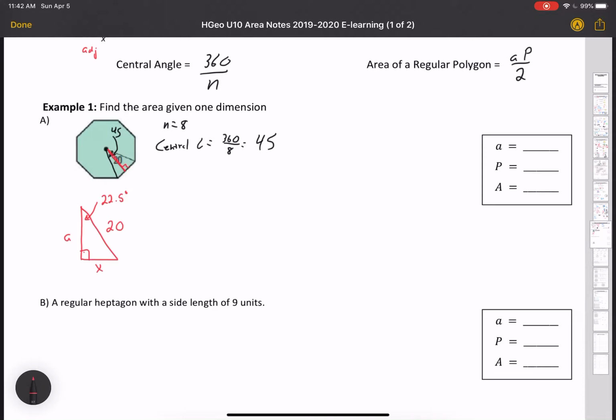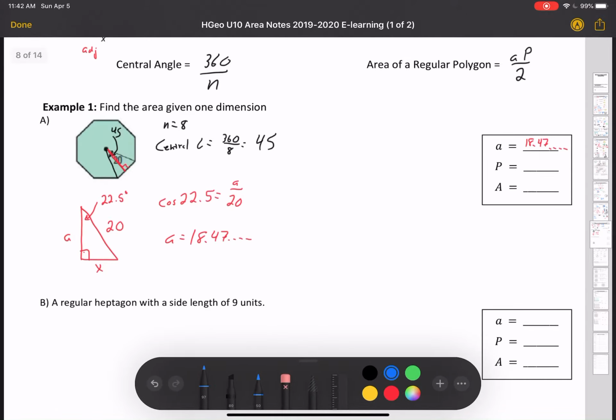So apothem first. The apothem is the adjacent. So cosine of 22.5 is equal to adjacent over hypotenuse. So the apothem is 20 times cosine of 22.5, which is going to be 18.4 and so on. It's going to be a messy number. We want to keep that whole messy number. We don't want to round too early.